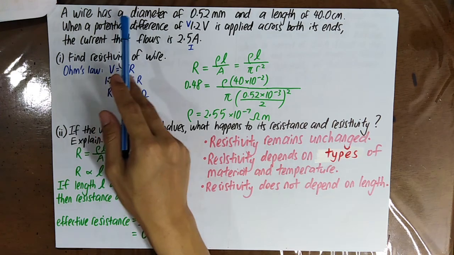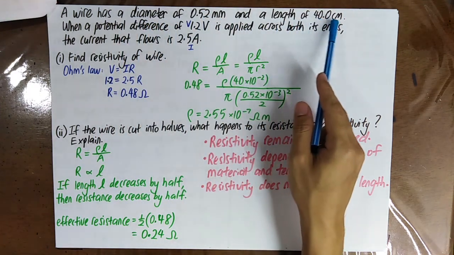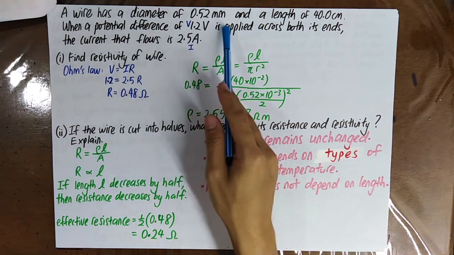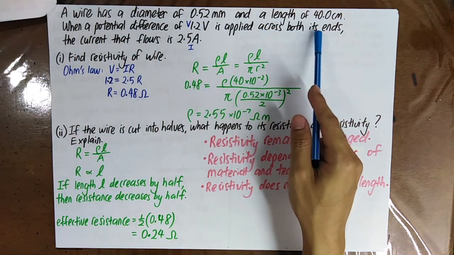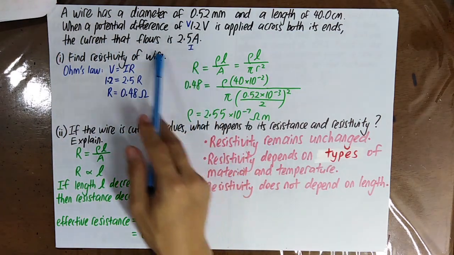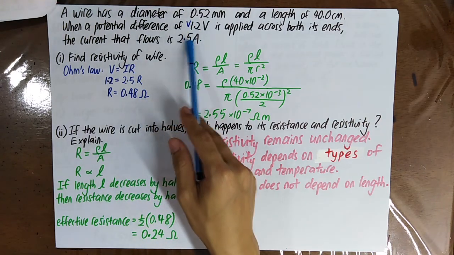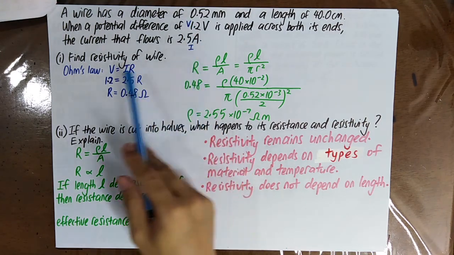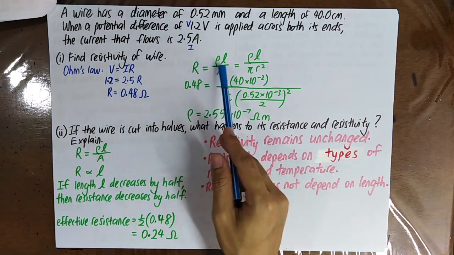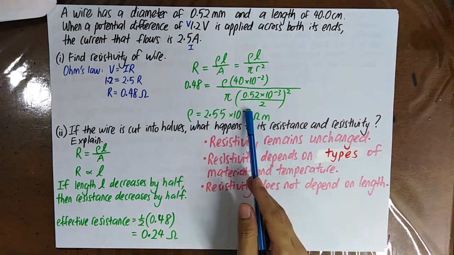A wire has a diameter of 0.52 mm and a length of 40 cm. When a potential difference of 1.2 volt is applied across both the ends, the current that flows is 2.5 ampere. Please find the resistivity. You are given V and I. Of course, we have to find the R first. Then you use R equal to rho L over A to find the resistivity.